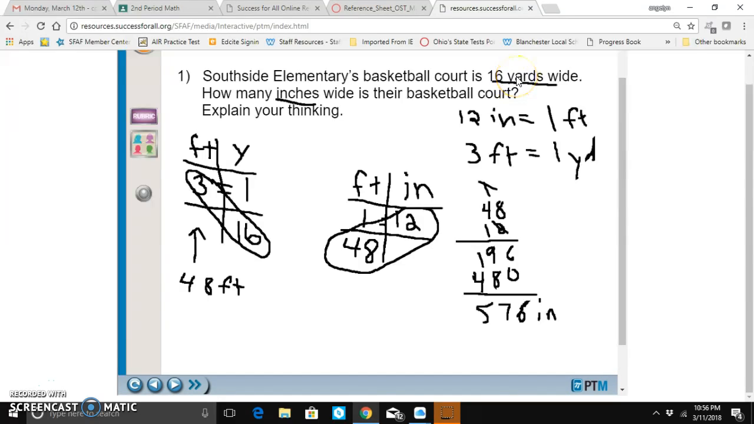So how did we do that? We knew that there were 3 feet in 1 yard. Then we wrote down 16 yards down here because that's what we're trying to convert into feet. We ended up getting 48 feet. Then we made another ratio table to convert these feet into inches. We knew that there was 1 foot and 12 inches, so 48 feet would have been 576 inches. That is the answer to this problem.